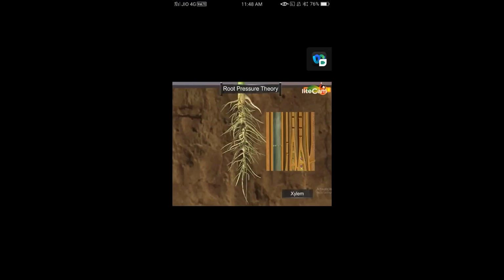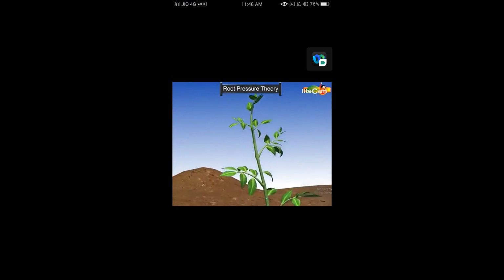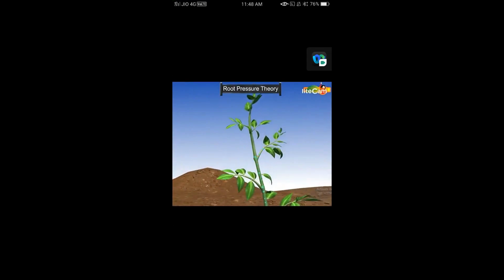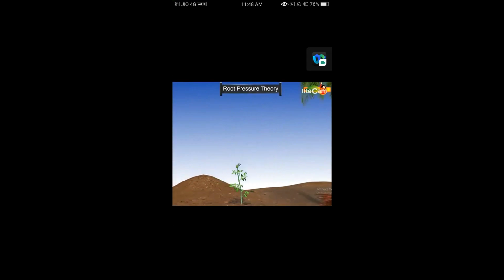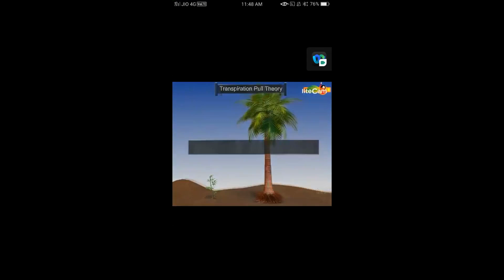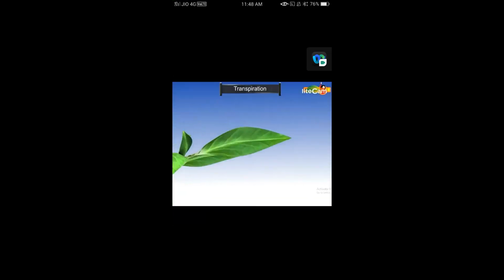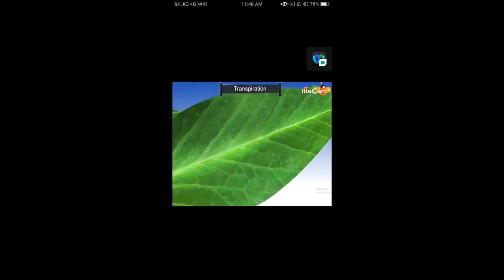The water is pushed up for a few centimeters, and this root pressure is enough for herbaceous plants, but it is not enough for tall trees. For this, the most accepted theory that explains ascent of sap in all types of plants is the transpiration pull. This transpiration pull theory is also called the cohesion tension theory, explained by Dixon and Jolly.